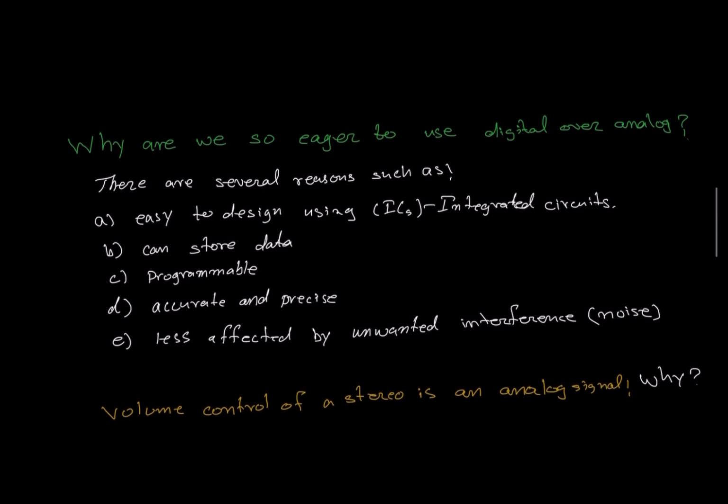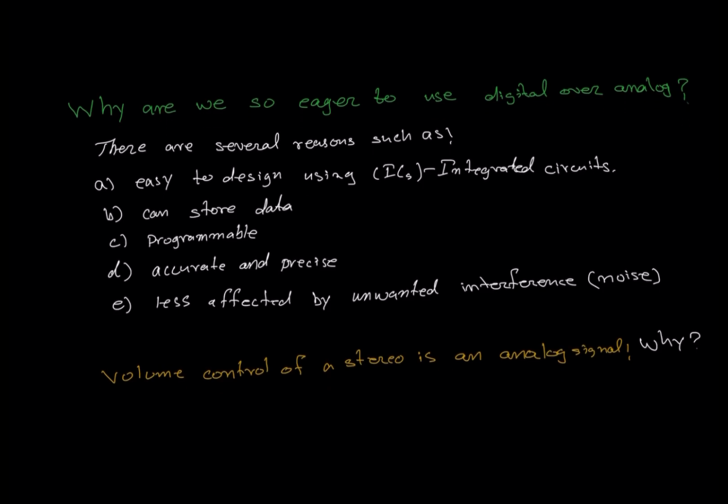Number two, can store data. They have a memory that can store data. And number three, it's programmable. You can change the setting, you can program it the way you want. And number four, it's accurate and precise. Since it's digital, it's more precise than the analog could be.